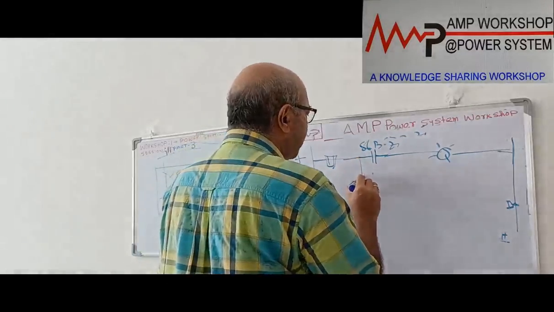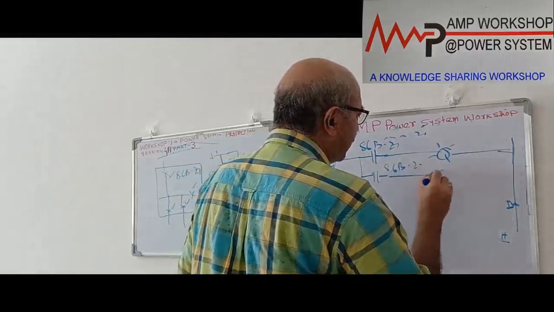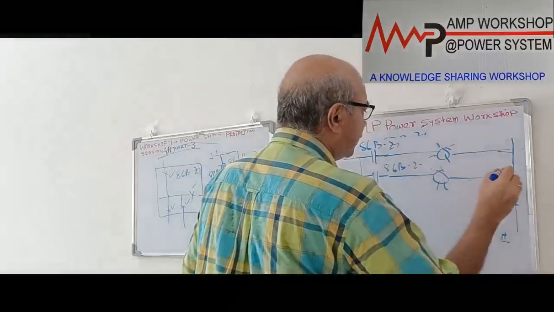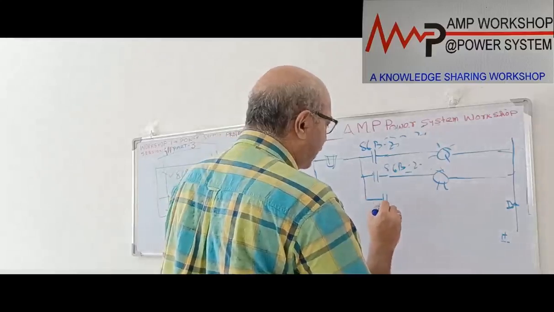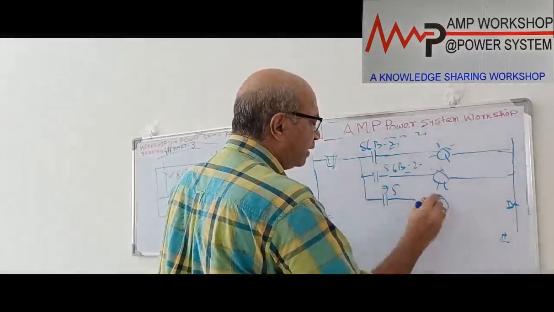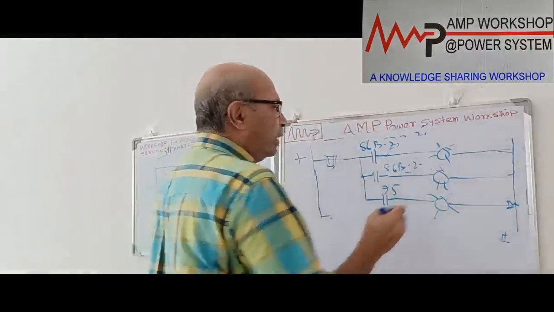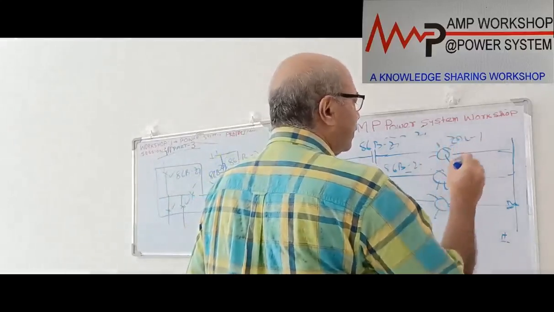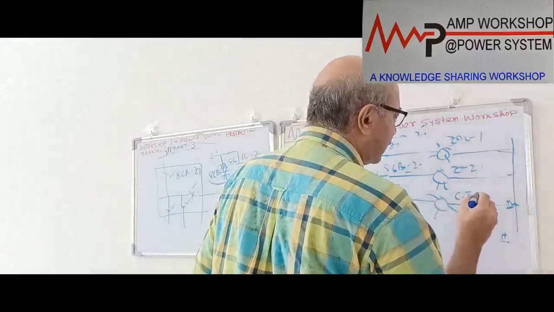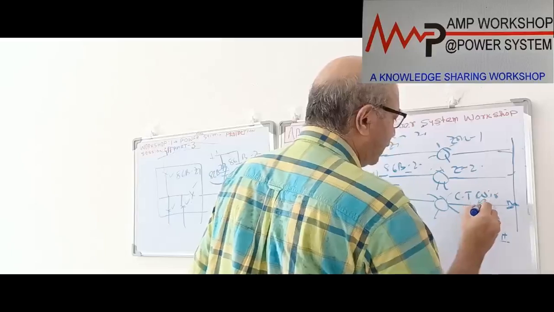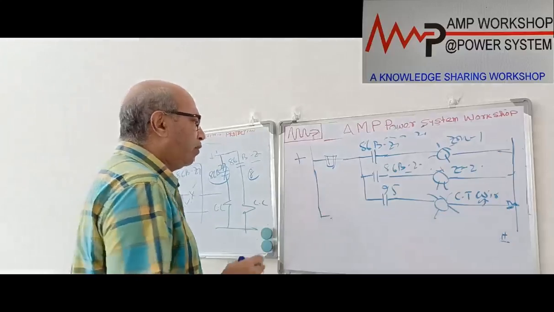Similarly, another contact is 86BZ2, and there will be another indication that shows the second zone operated. Now here we can put another indication lamp for 95, that is the CT wiring. If the CT wiring opens, it will immediately give an indication that the CT wire has opened. Okay, this is zone 1 operation, this is zone 2 operated, and this is CT opening, secondary CT wiring open. That indication will be coming over here.